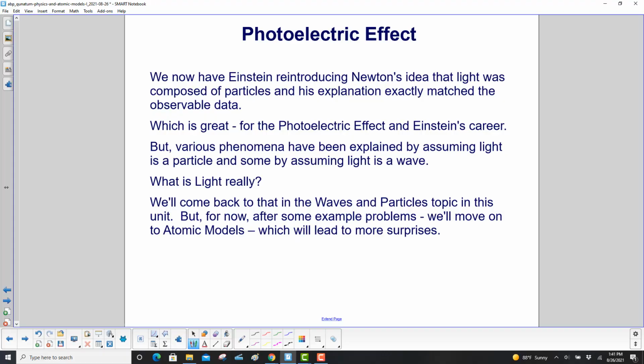We now have Einstein reintroducing Newton's idea that light was composed of particles, and his explanation exactly matched the observable data, which is great for the photoelectric effect and Einstein's career. But various phenomena have been explained by assuming light is a particle and some by assuming light is a wave. What is light really? We'll come back to that in the waves and particles topic in this unit. But for now, after some example problems, we'll move on to atomic models, which will lead to more surprises.